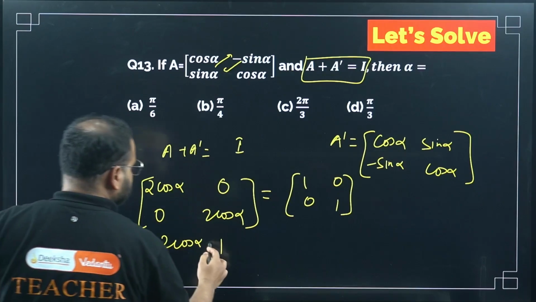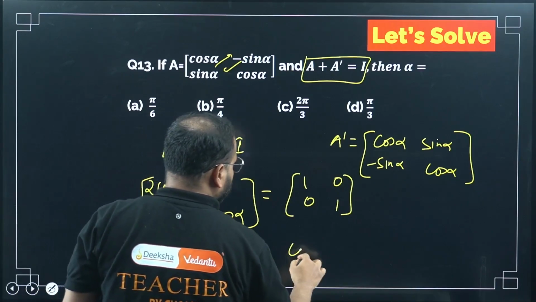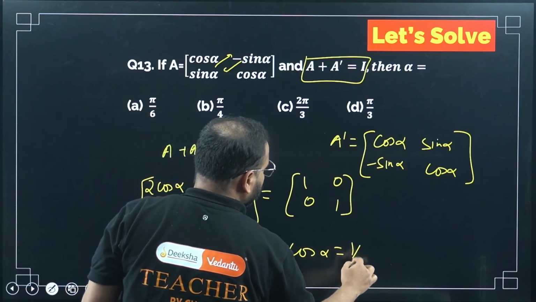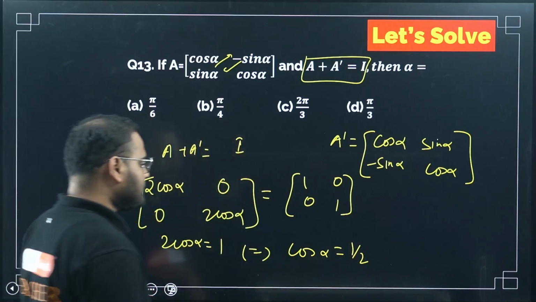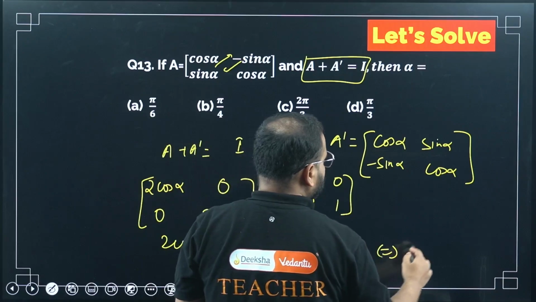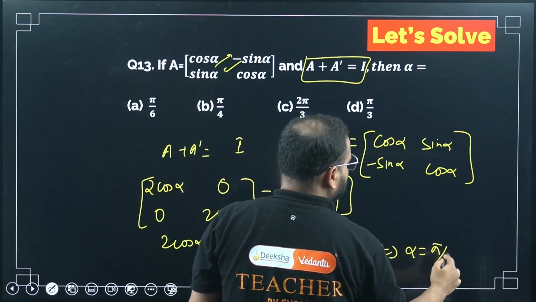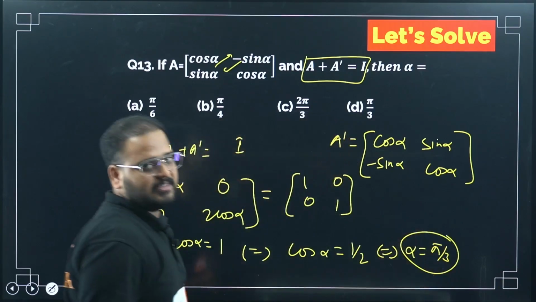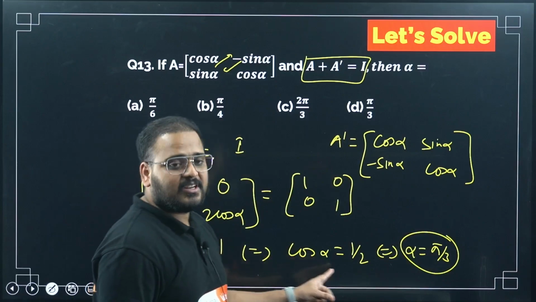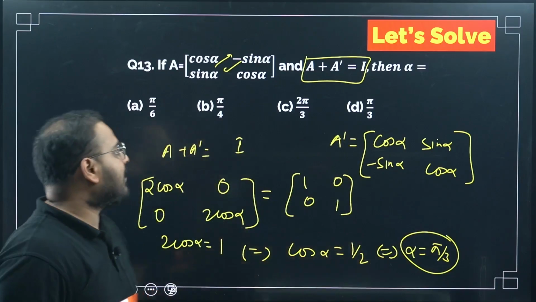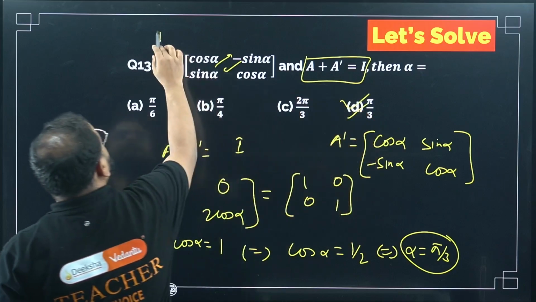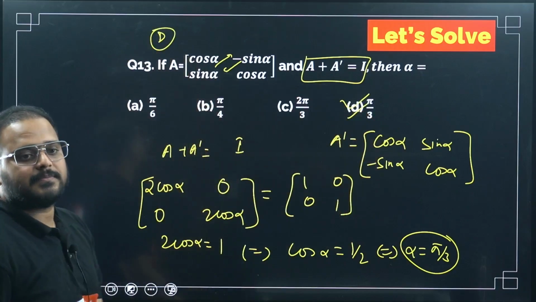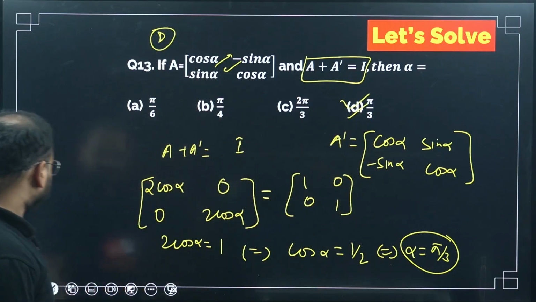Very simple question. So I get cos alpha equals 1 by 2. When is cos 1 by 2? At pi by 3, not pi by 6. 60 degrees, right? So cos 60 degrees is 1 by 2. That's 60 degrees, nothing but pi by 3. Option number D is the correct answer. Yes? Okay. Moving on.